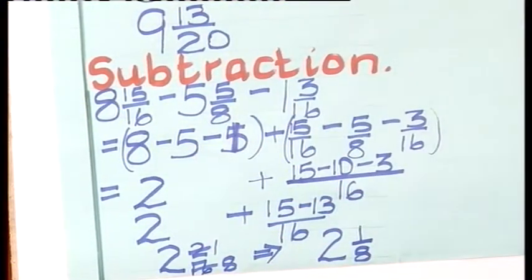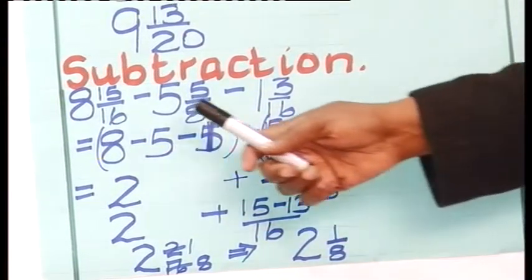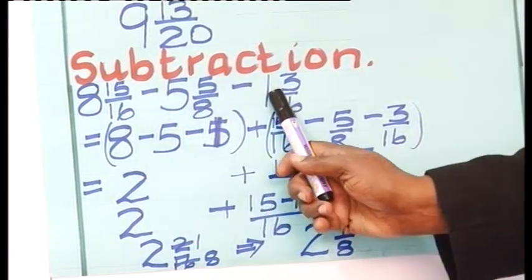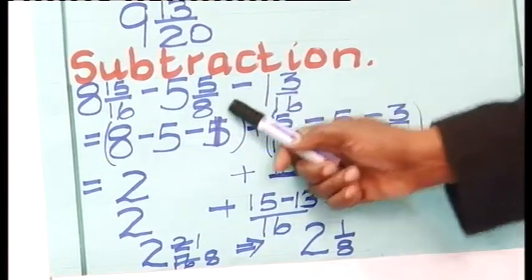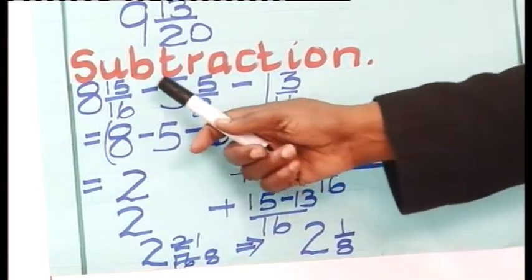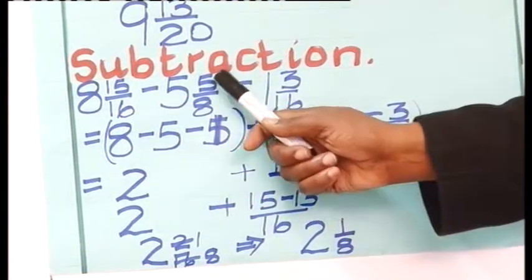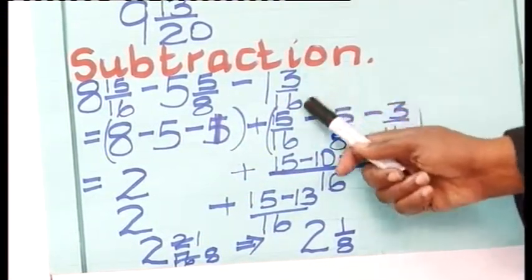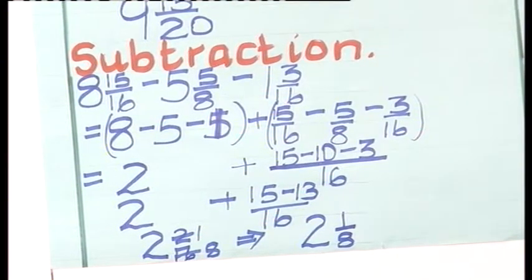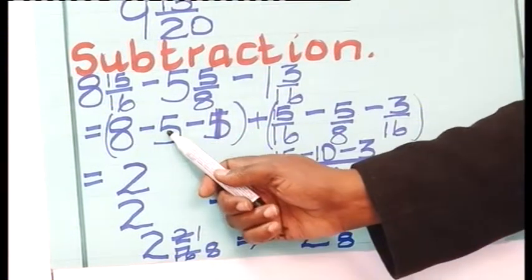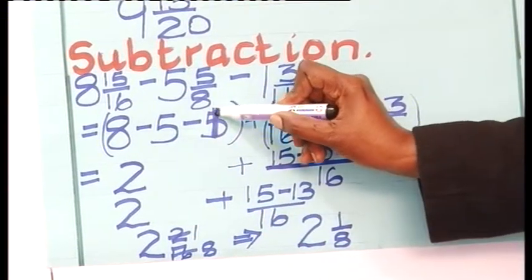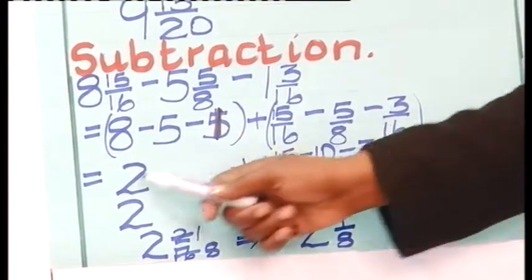Just like we did with the addition of fractions, we only need now to separate the whole numbers, that is 8 and 5 and 1 in this case, and then we take them away separately. Then we take the fractions, that is 15 over 16, then 5 over 8, and 3 over 16. Then do them separately. In our case, we'll get 8 minus 5, which is 3, then minus 1, and then you get 2.